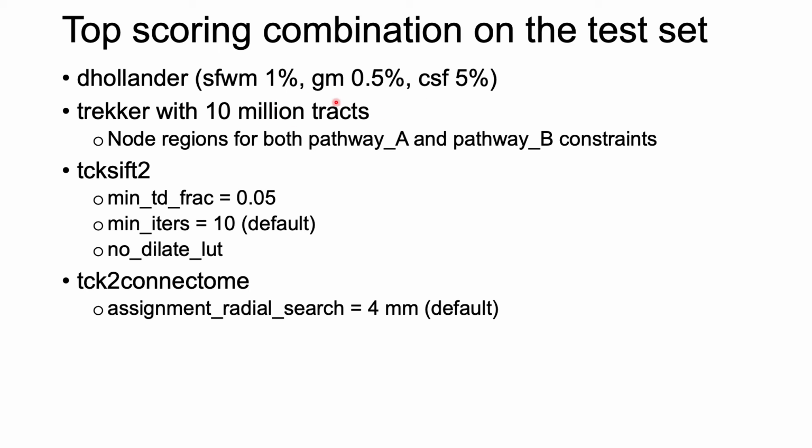These are the details of the top scoring combination on the test set. The Dhollander algorithm was used with these percentages. Trekker was used to generate 10 million tracks with node regions for both pathway A and pathway B constraints. These were the parameter combinations for tcksift2 and tck2connectome.